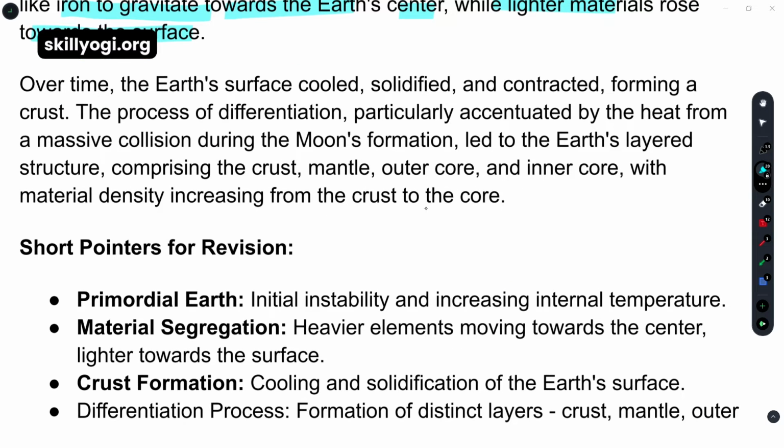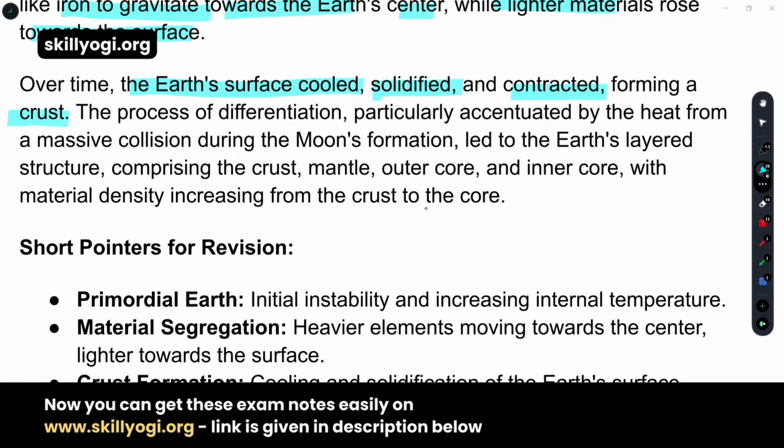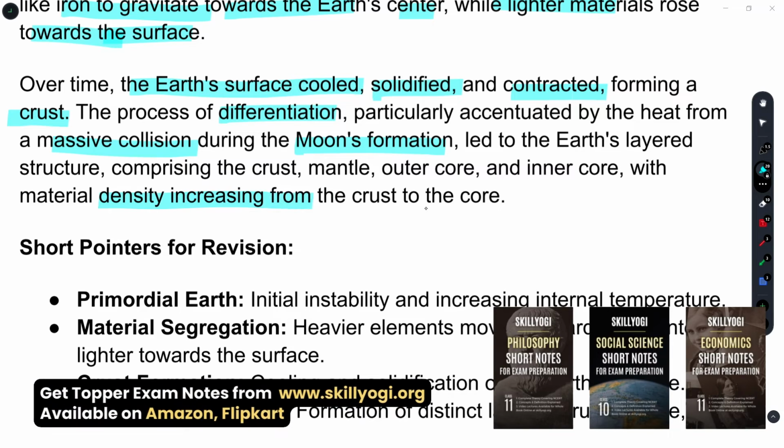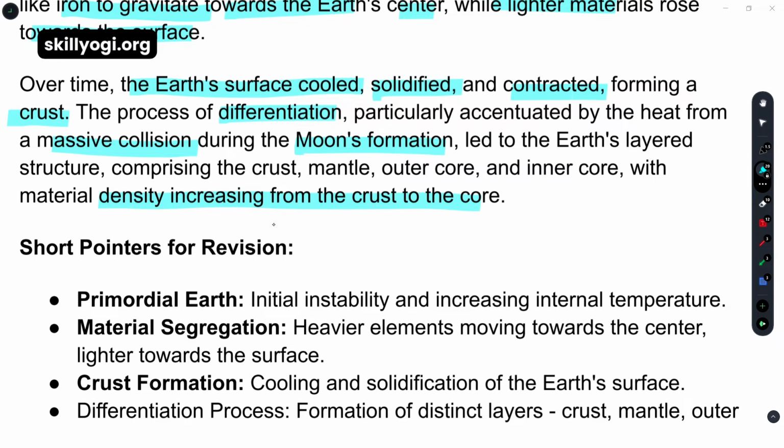Over time the earth's surface cooled down. Yes, we have learned, because of the weather changes, the planting of crops, trees, etc. and human habitation and activities. Because of those reasons, the earth's surface cooled down, solidified and contracted, forming a crust, which is the surface layer. The process of differentiation was particularly accentuated by the heat from a massive collision during the moon's formation. So the density increases from the crust to the core, with the variation of the materials.